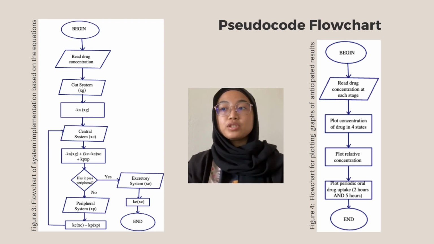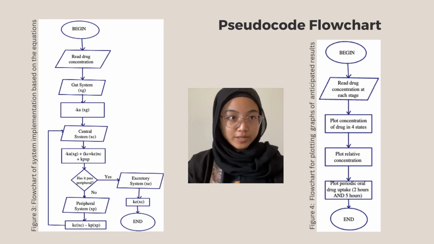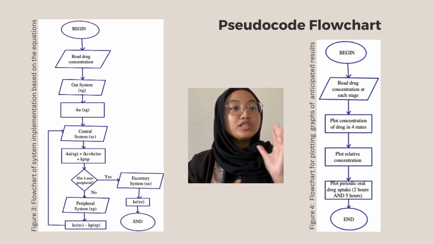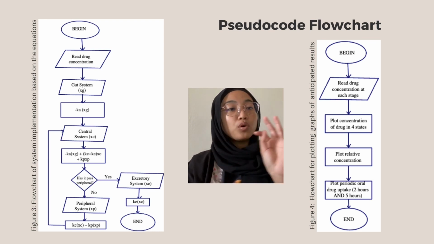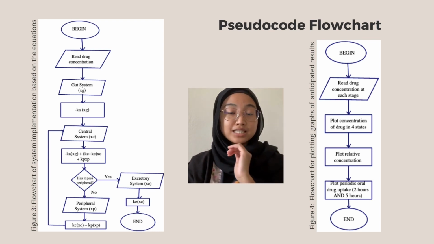The first flowchart will be on reading the drug concentration, moving from the gut to the central to the peripheral. Only if the system has decided it has passed the peripheral, then it will go to the excretory system, and the system will end there.